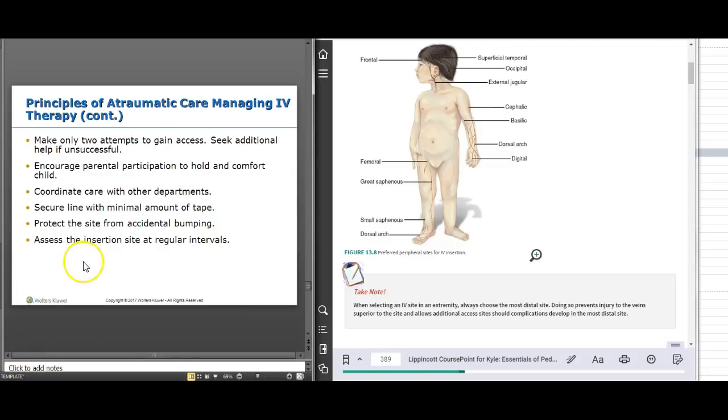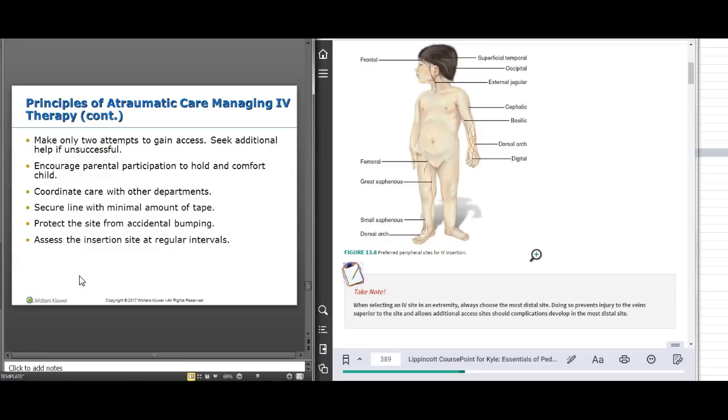All right, you want to make sure you assess the insertion site at regular intervals. If it's a running IV, you need to assess it at least once an hour. Okay? If it is just a lock, a hep lock or a saline lock, you need to assess it every 2 hours. And you're going to assess for things like redness, swelling, and coolness. A more realistic assessment of an infiltration is cool and puffy. Red and puffy means inflammation. Cool and puffy means that it may be infiltrated with IV fluid. So make sure you assess that site.